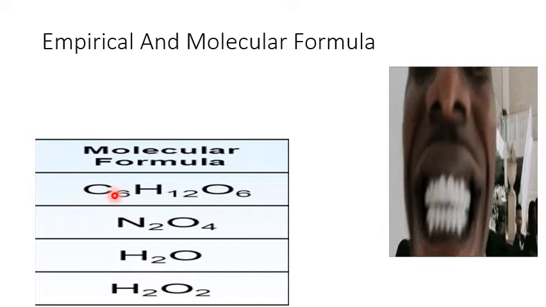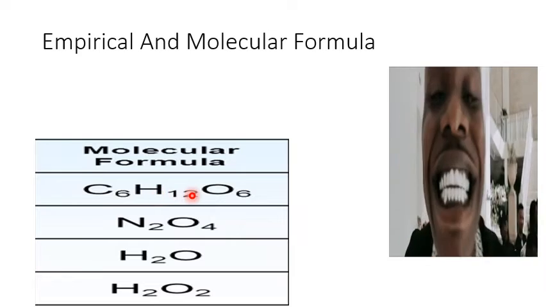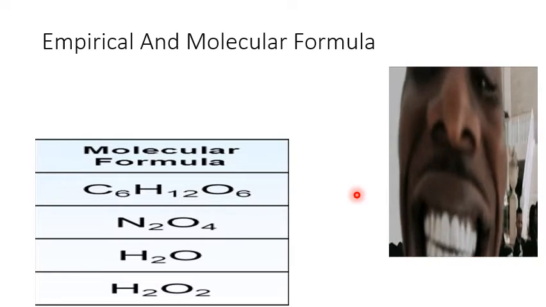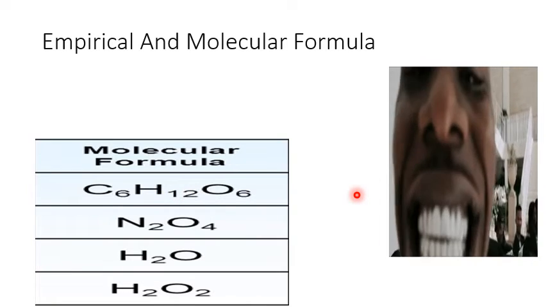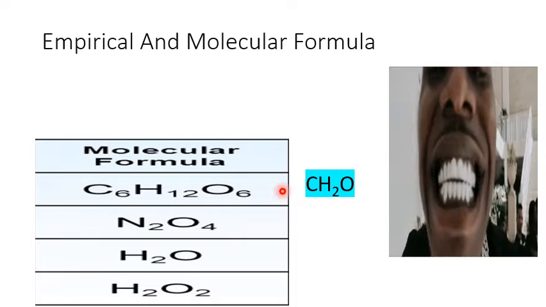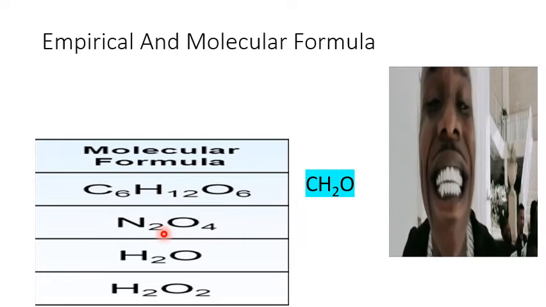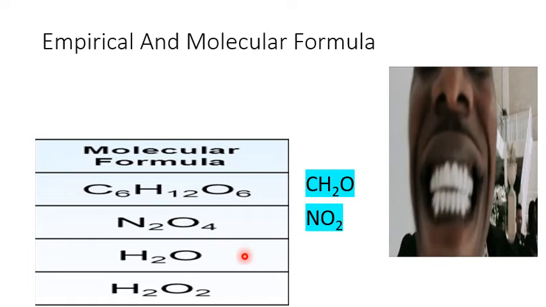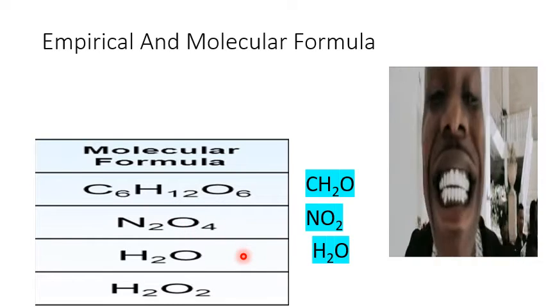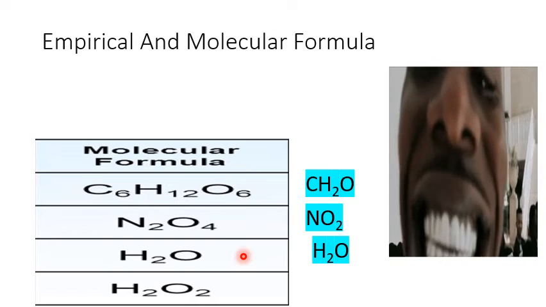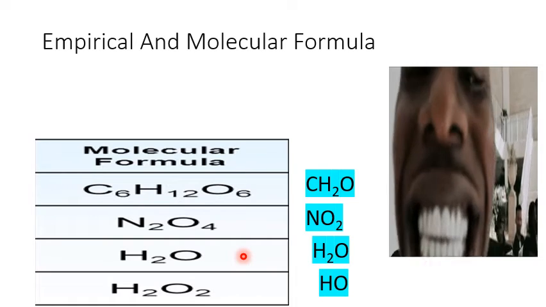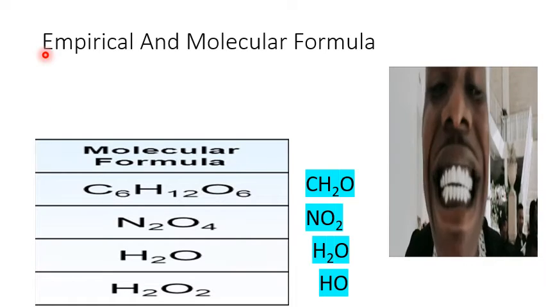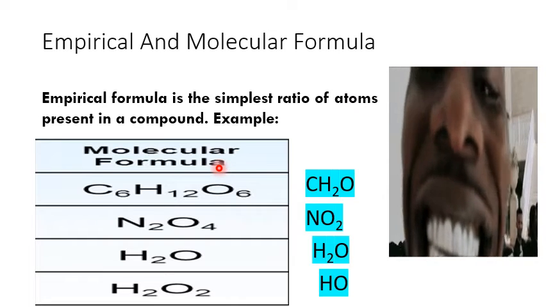So how do we simplify C6H12O6? Correct. CH2O. Good. What about N2O4? NO2. That's it. And what about water? It's already simplified. What about H2O2, peroxide? HO. All right, that's it. Those are our empirical formulas.